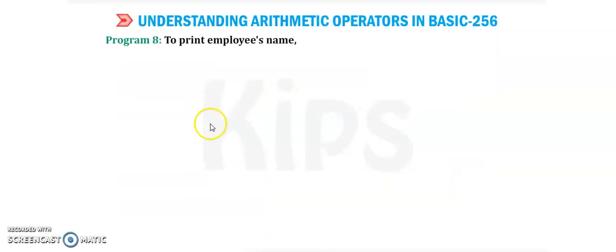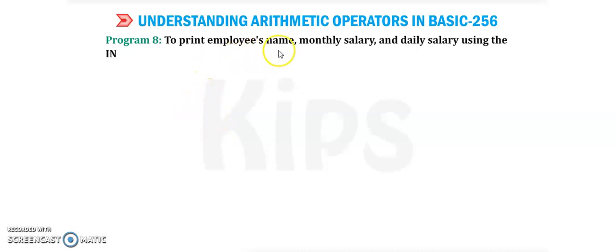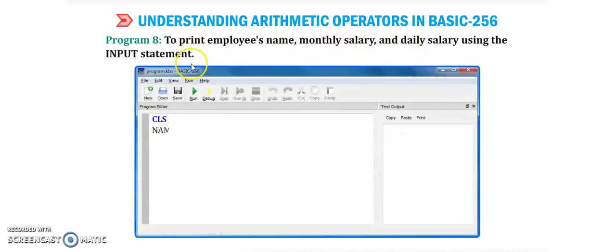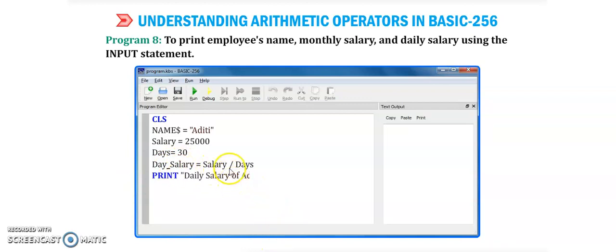Now next, understanding arithmetic operators in BASIC-256. To print employee name, monthly salary and daily salary using the input statement, now we will write this program. Name with dollar sign means it's a string variable and the value is Aditi. Any name we can write, if it's in double quotation, it will be assigned in the name string variable. The salary is a numeric variable and the value is 25,000 and days 30. Days is also a variable with 30 value, and day underscore salary is also a valid variable name, and salary divided by days.